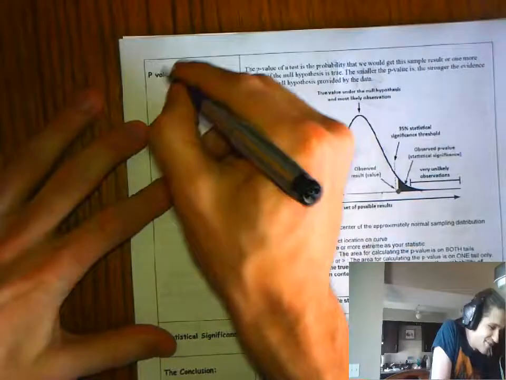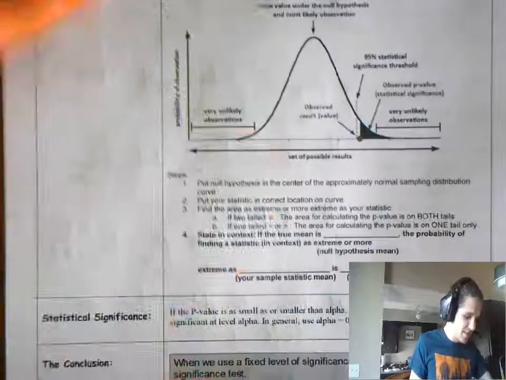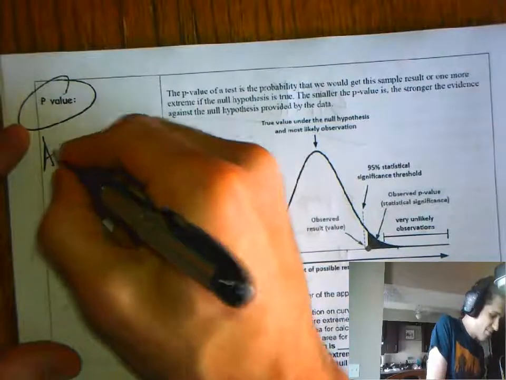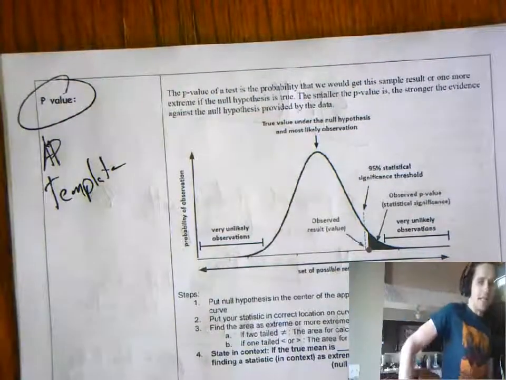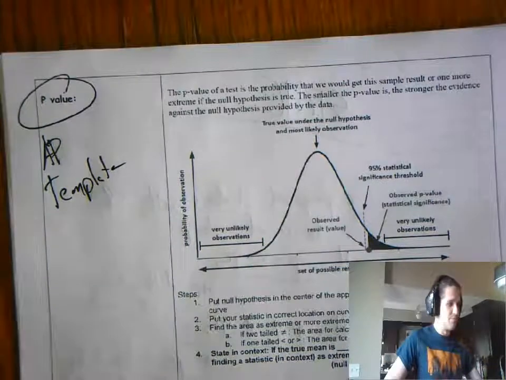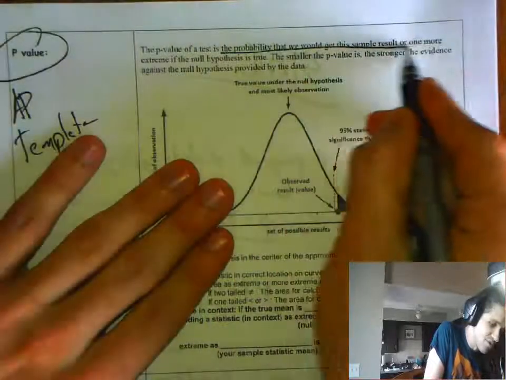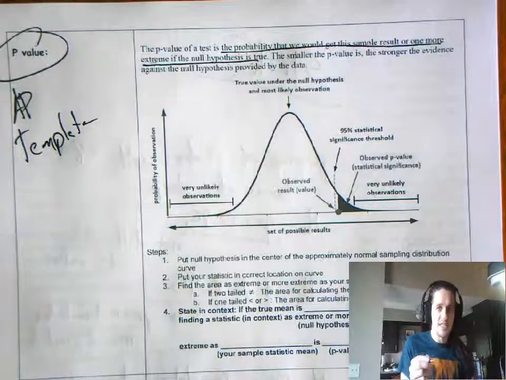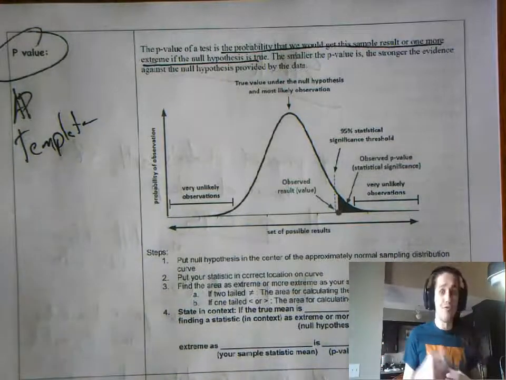On the back side, fun definition. The p-value. Everybody loves the p-value. The p-value of a test. What the heck is the p-value of a test? This is something you're going to need for an AP template. So go ahead and highlight the heck out of this thing, because it's a pretty darn important vocab word. The p-value is the probability that we would get this sample result or one more extreme if the null hypothesis is true. How likely is it to get a result this funky or funkier? This far out or further out?